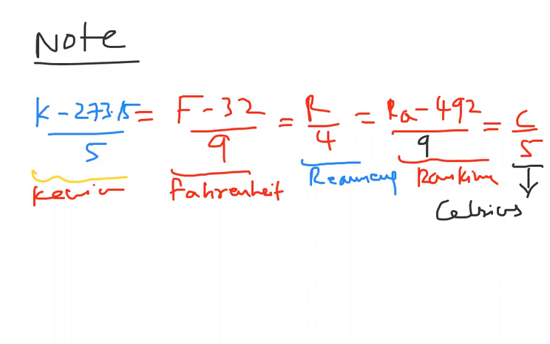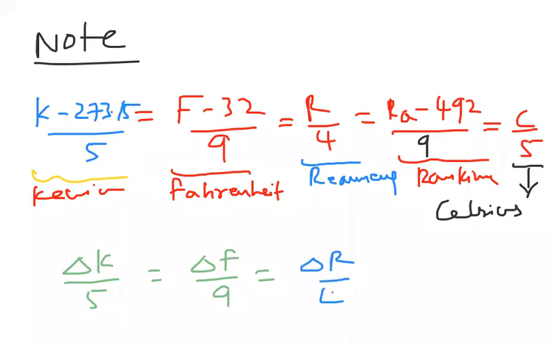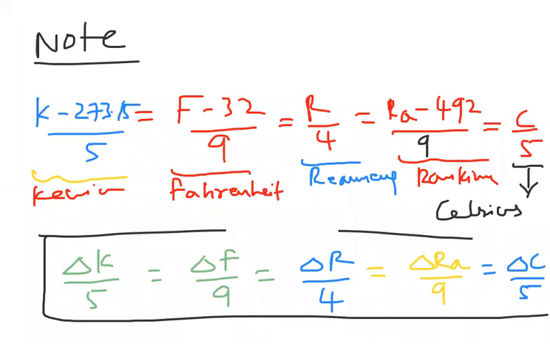And more precisely, suppose I want not a particular temperature but a difference in temperature. I can write delta K by 5, delta F by 9, delta R by 4, delta Ra by 9, delta C by 5. Whenever they ask to compare the relation between differences in temperatures, they are comparing the differences. You can just take this formula.